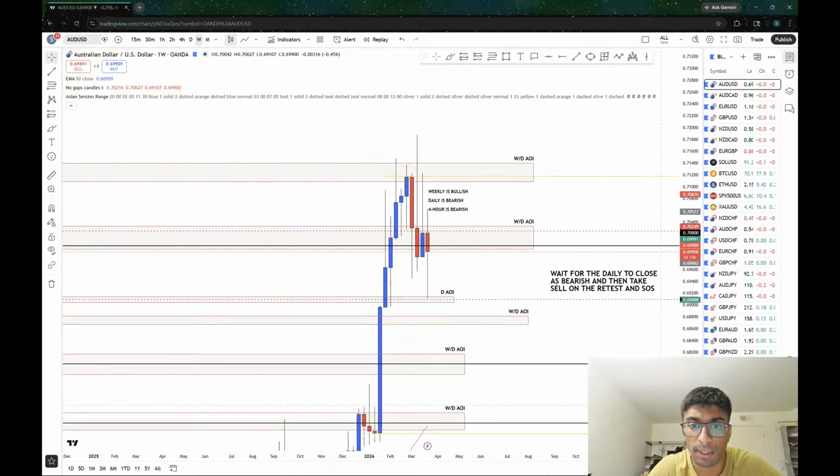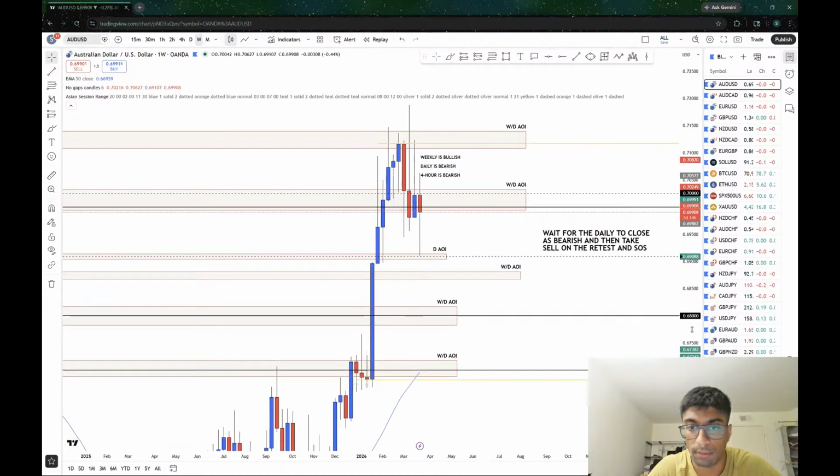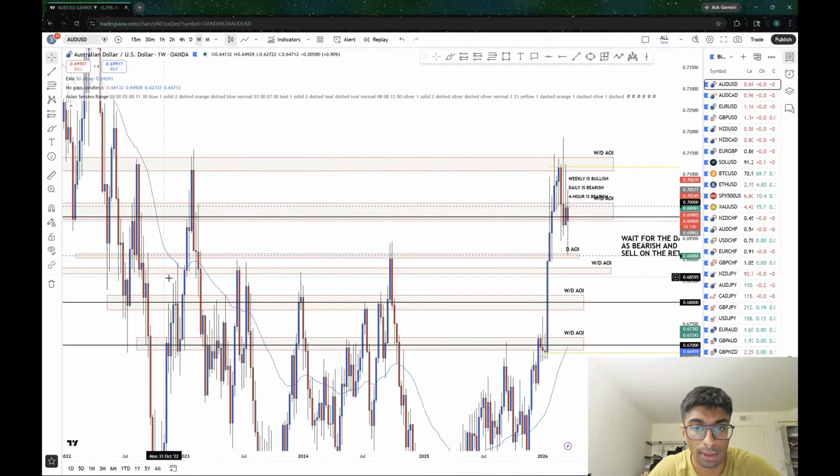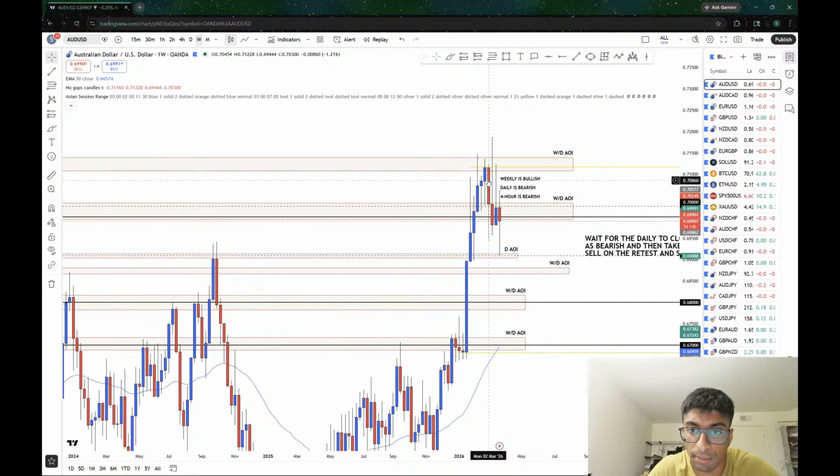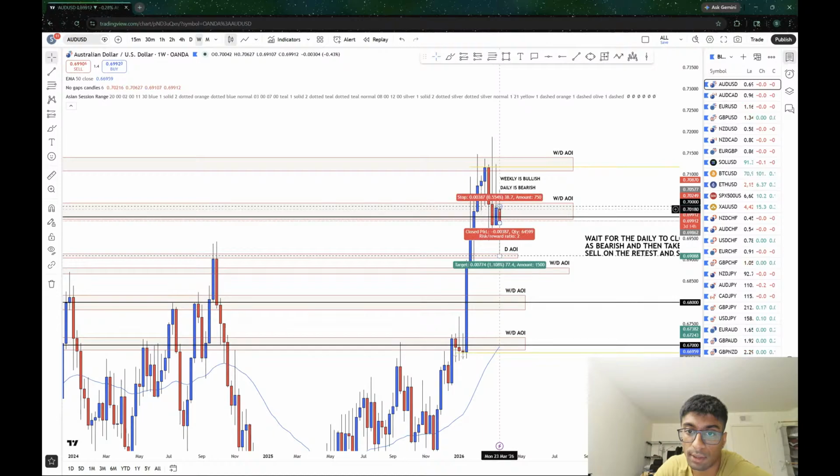Basically, the weekly is due a retracement. It's been bullish for like 1, 2, 3, 4, and 6 weeks or something, and then it had a pullback and I readjusted. And this week I'm expecting it to get the proper pullback to this.